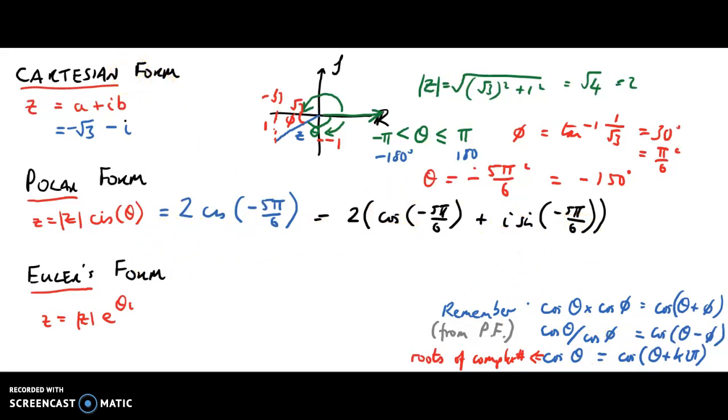And there's that one, and therefore if it's in Euler form, well, it's the same magnitude, which would be 2e to that same angle, and we'll leave it in radians, minus 5 pi on 6 i. So I hope that helped.